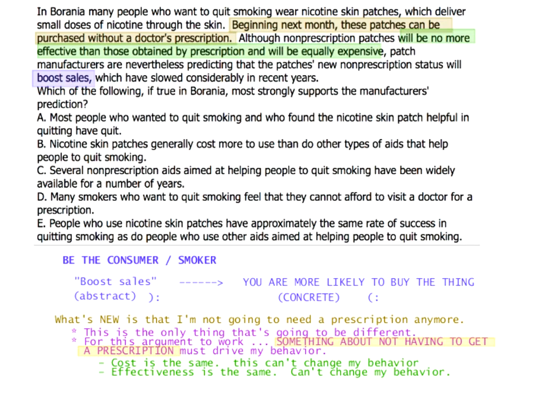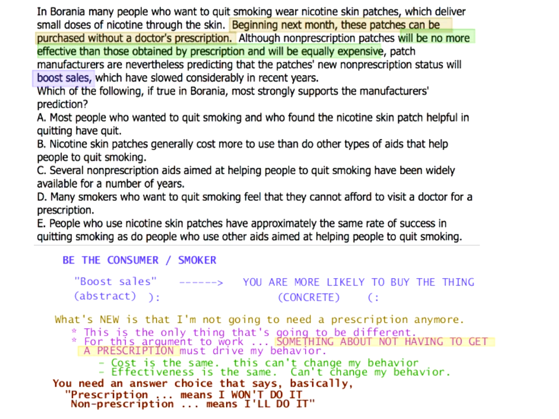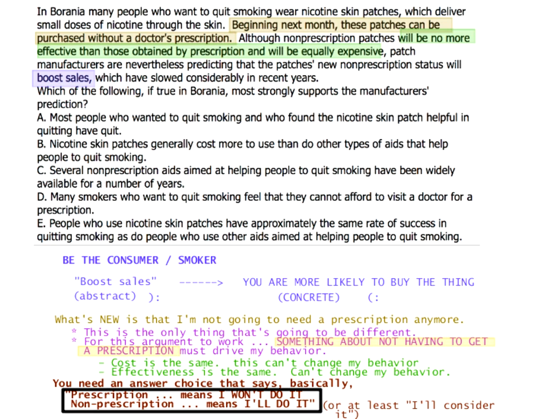You need an answer choice that says, basically, prescription means I won't buy. Non-prescription means I'll do it, or at least I'll be more likely to. I'll do it, maybe an exaggeration, but at least I'll consider it. It's pretty good. Prescription means I won't do it. Non-prescription means I will do it. Okay, let's check the choices for that.